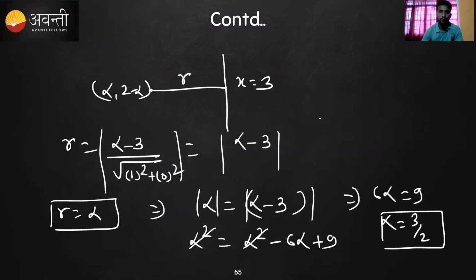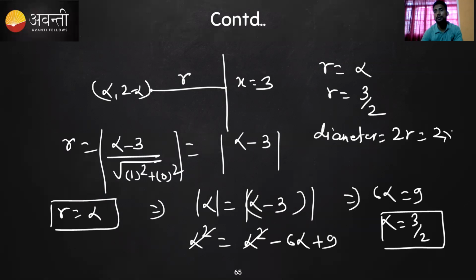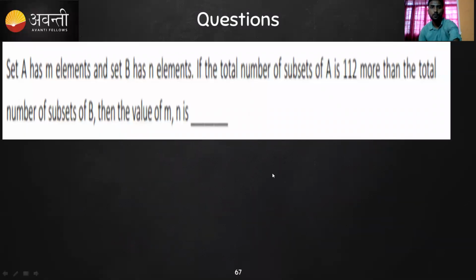So what we can do, we know what this radius is. Radius is nothing but alpha, so it is basically 3/2. So diameter is what? Diameter is 2r. So it is basically 2 into 3 by 2, which is 3. So what will be the diameter? The diameter will be 3. Okay, I hope it is understood by everyone. Okay, so now one more question.